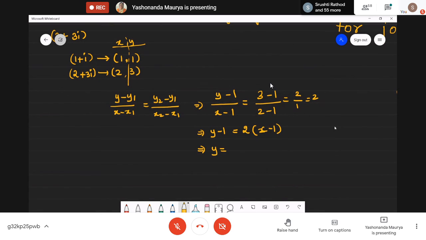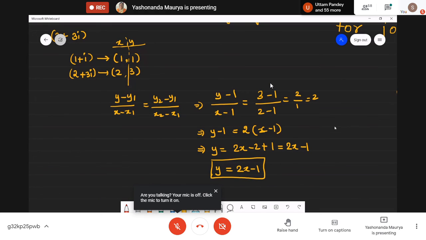y is equal to 2x minus 2. This goes on to the other side, so it will become plus. So this is 2x minus 1. y is equal to 2x minus 1. Is this clear? We got the equation.